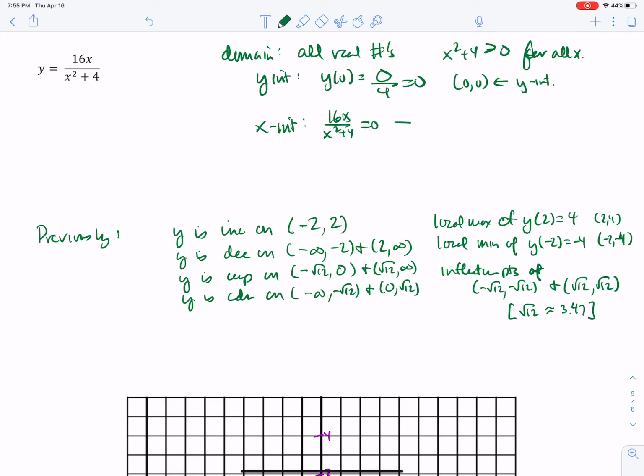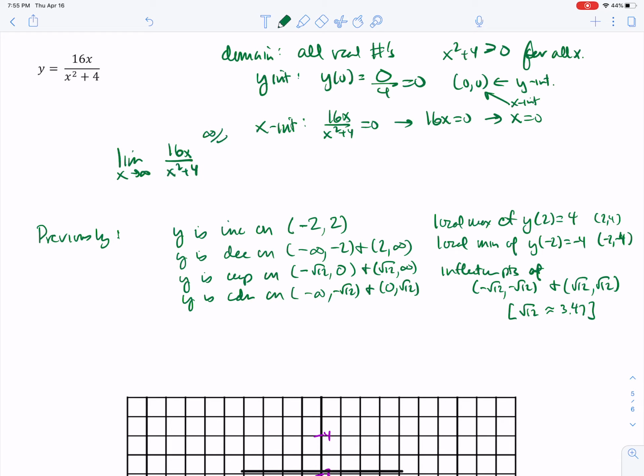And then for the x-intercepts, I'm going to set 16x over x squared plus 4 equal to 0. Well, a fraction is equal to 0 when its numerator is equal to 0. And so this is my only x-intercept as well, the origin. So it's both an x-intercept and a y-intercept. And then I want to look at the limit as x goes to infinity of this expression. I could do this a couple of ways, but I'll remind us about L'Hopital's rule.